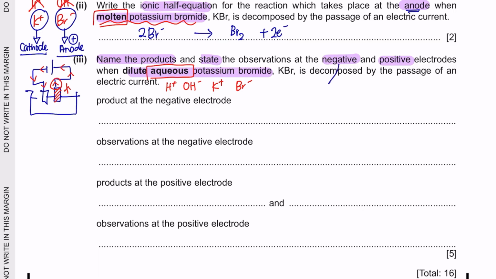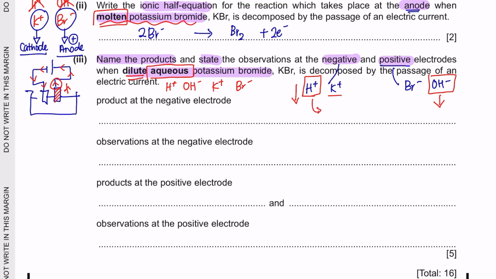So the negative terminal will attract H+ and K+ as opposite charges attract each other, and the positive terminal will attract Br- and OH-. Since this is a dilute solution, we will choose the ion to be discharged based on the electrochemical series. Hydrogen is placed at the lowest of the ECS, and for the negatively charged ion, hydroxide is placed at the lowest of the ECS.